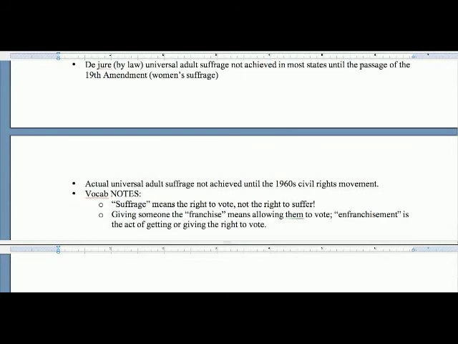So I want to make a couple of vocab notes about voting. Suffrage means the right to vote, not the right to suffer. Many people don't know that. Giving someone the franchise means allowing them to vote. And enfranchisement is the act of getting or giving the right to vote.